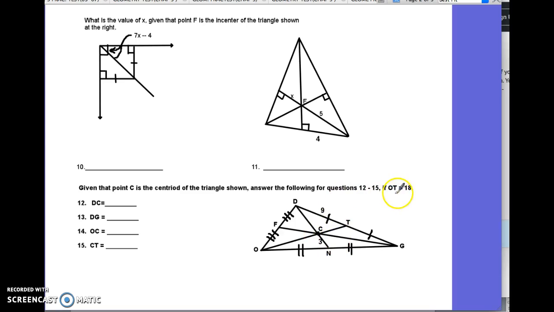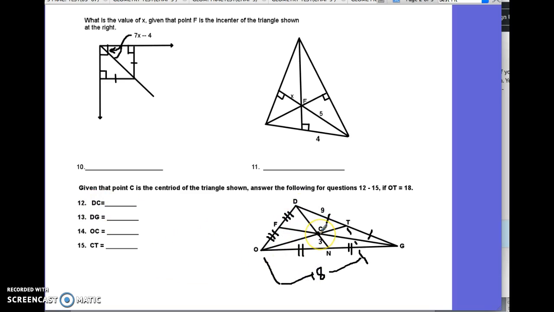In addition, they give us that OT is 18. So let me put that somewhere here. The distance from point O to point T. I'll draw it out here like this. This distance is 18. So let me put it down here. And now we'll answer these questions one by one. This is 18 here. Okay, let's take the first one, DC.